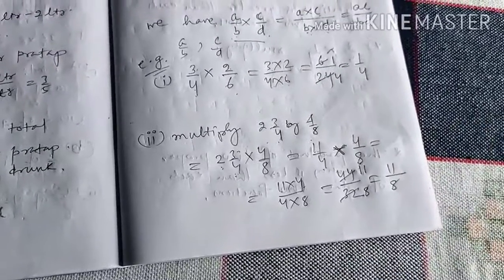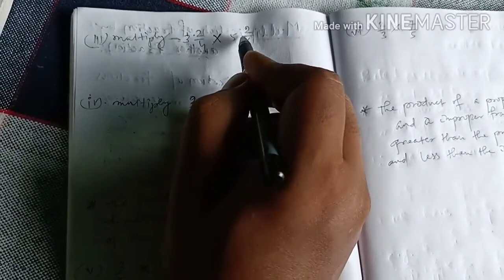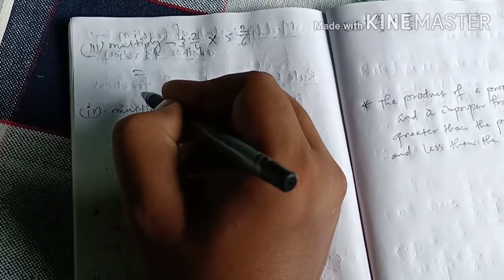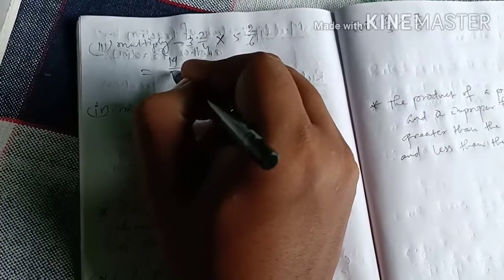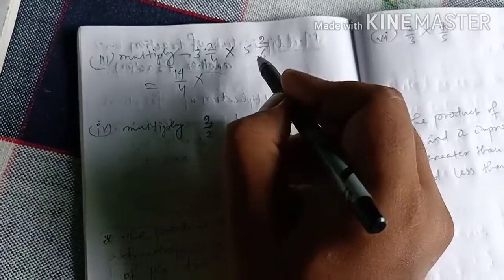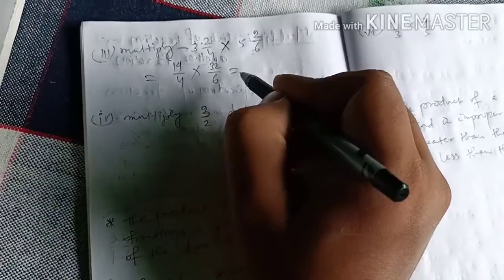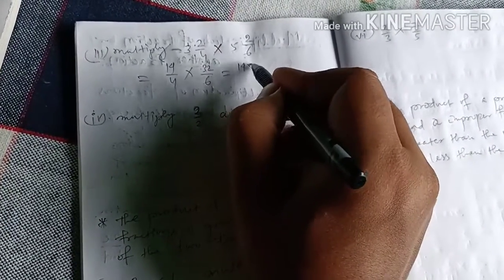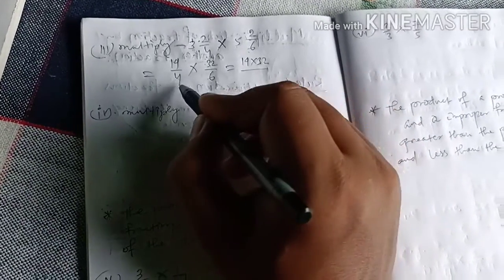So students, next come to the third example. Here it is written multiply 3 whole 2 by 4 into 5 whole 2 by 6. At first we will convert the fractions into improper fractions. 4 threes are 12, 12 plus 2 is 14, so 14 by 4. Again, 6 fives are 30, 30 plus 2 is 32, so 32 by 6. Next we will multiply their numerators, 14 into 32, divided by their denominators, 6 into 4.